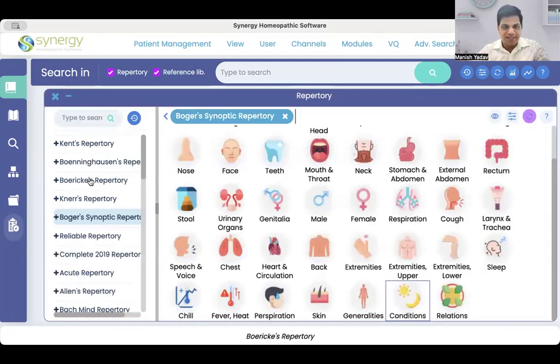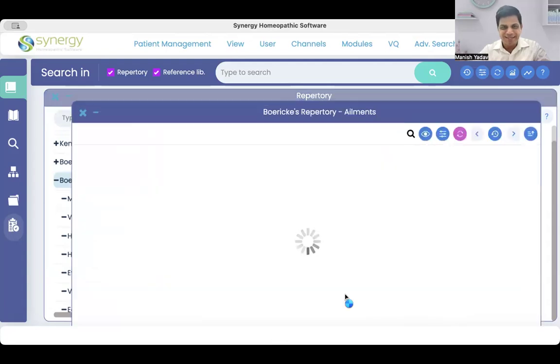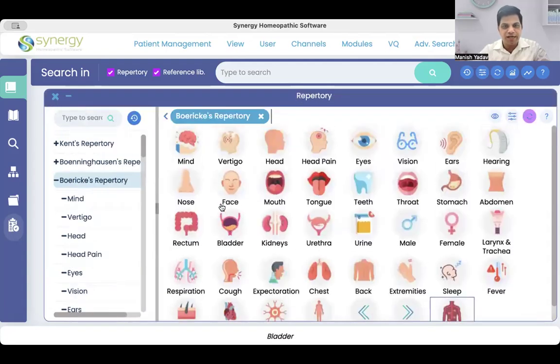Now let's go to Boric. Boric is very interesting. Of course, ailments from, we have already done.